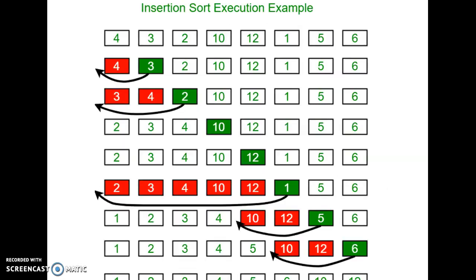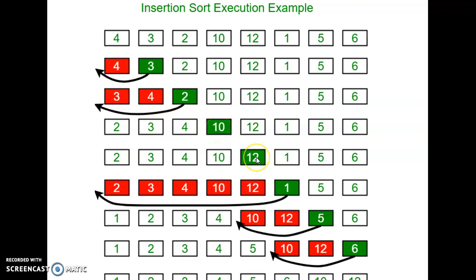Now we'll take an example for the insertion sort. Consider these 8 elements that we are having. Initially we start at element 3. 3 should be placed before 4, so 3 is placed before 4. Next we go for the element 2. It should be present before 3 and 4: 2, 3, 4. Now 2, 3, 4 is the sorted list. Next is element 10. It is already in the correct position, so it will not move anywhere.